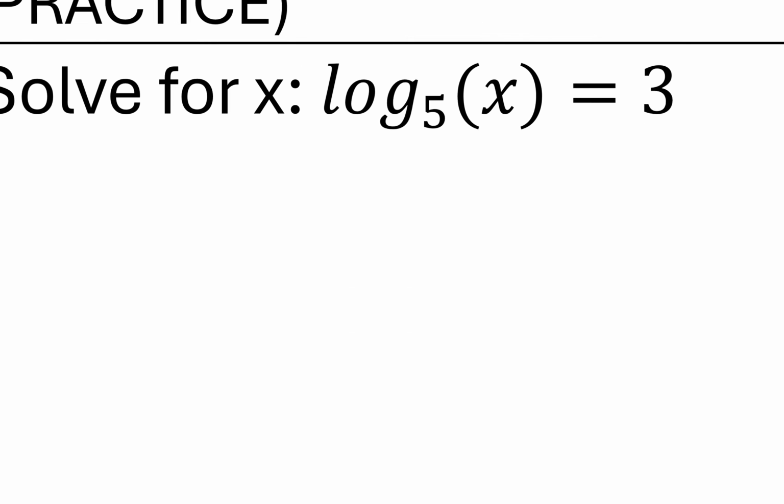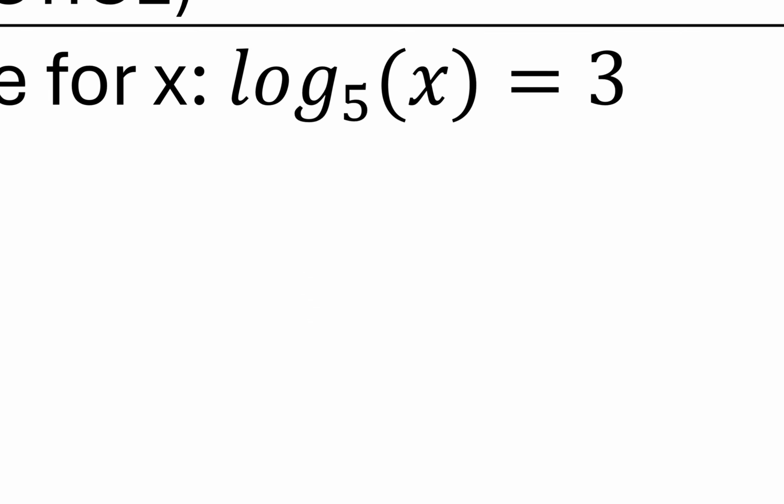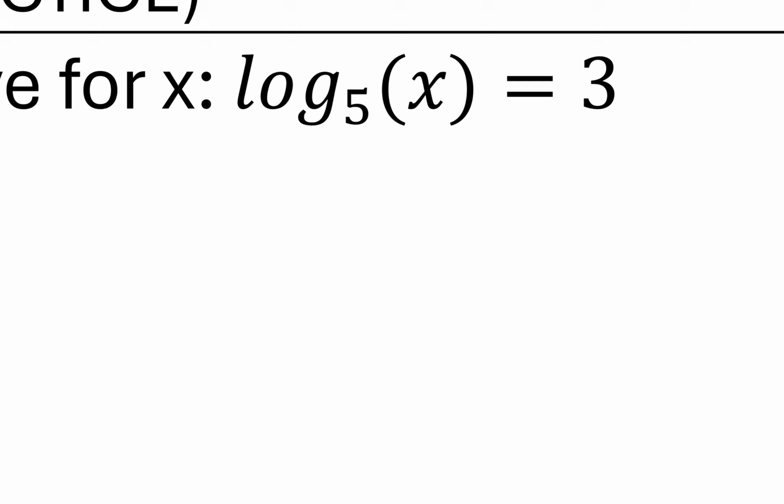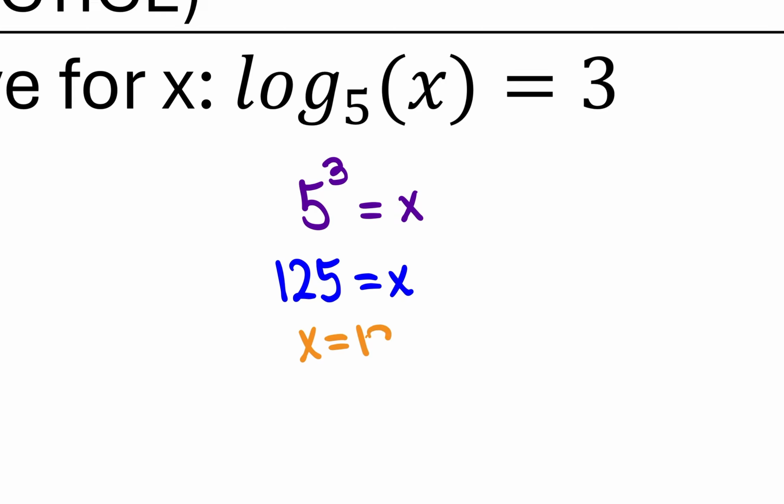Moving on to question number 12. For number 12, we have the following. We convert this to the exponential form. We have 5 to the 3rd power is equal to x. We then isolate for x. So we have what? 5 to the 3rd gives us 125, which is equal to x. Or essentially, x is equal to 125.